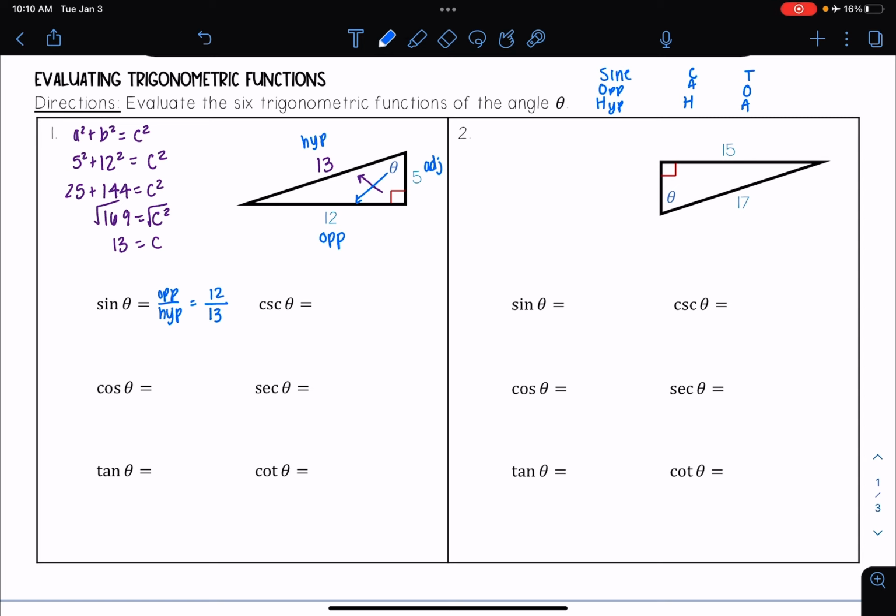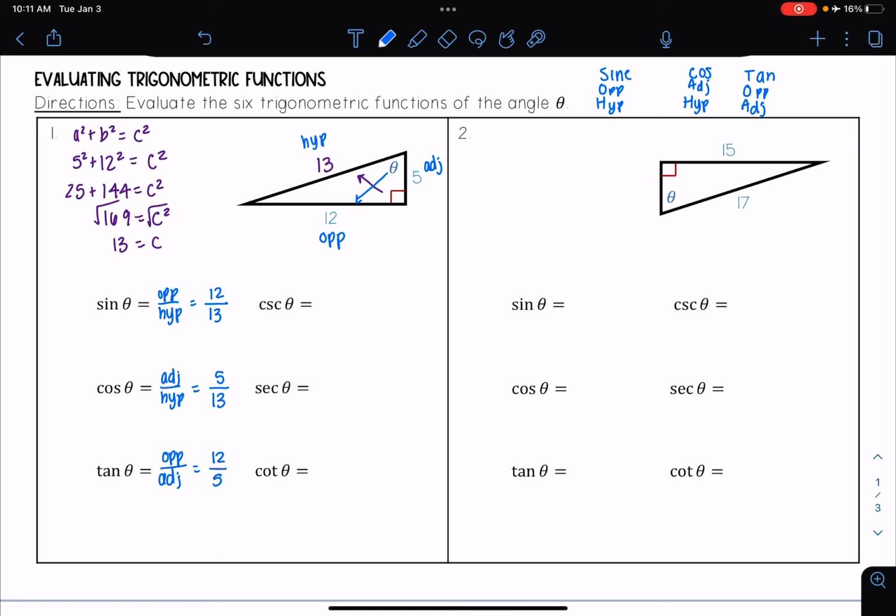Cosine, that's going to be the cos. So I have cosine is adjacent over hypotenuse. Well, my adjacent side is equal to 5, and my hypotenuse is equal to 13. And then the TOA, that stands for tangent, is opposite over adjacent. My opposite side is 12 and my adjacent side is 5.